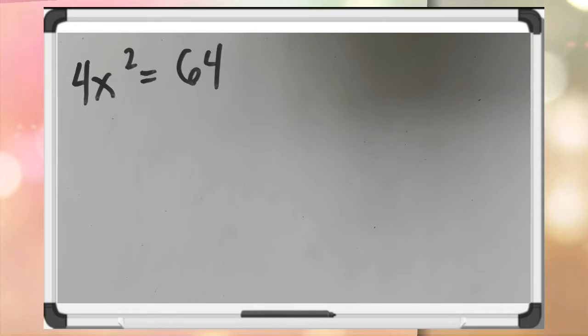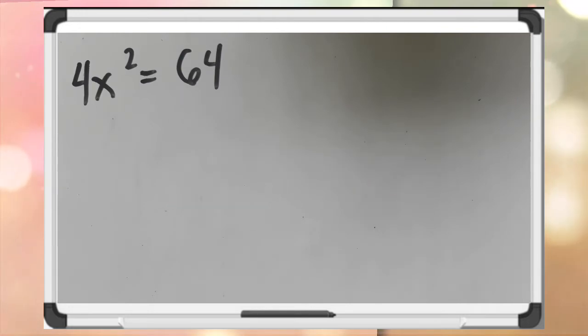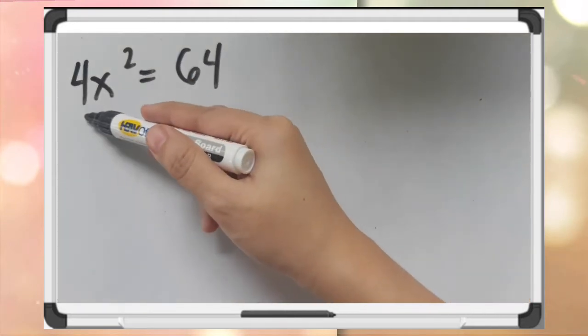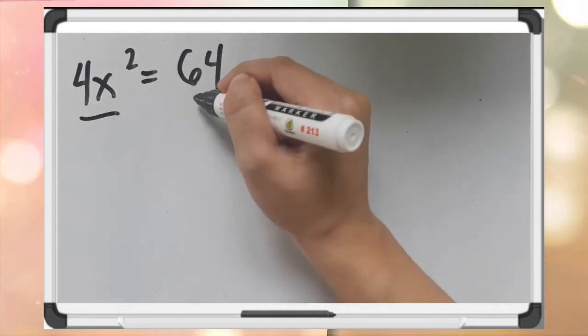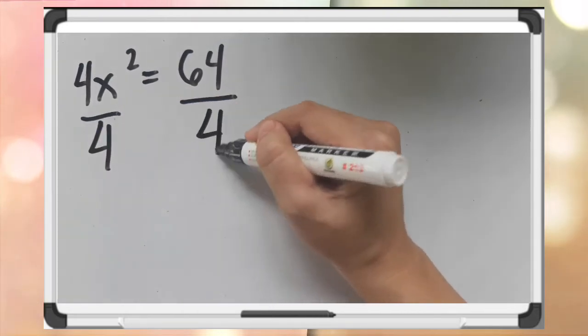Our second example, we have 4x squared is equal to 64. Since our given is in the form ax squared is equal to c, we will now proceed to our next step, which is dividing both sides by the value of a. Since the value of a is 4, we will now divide both sides by 4 to isolate x squared.